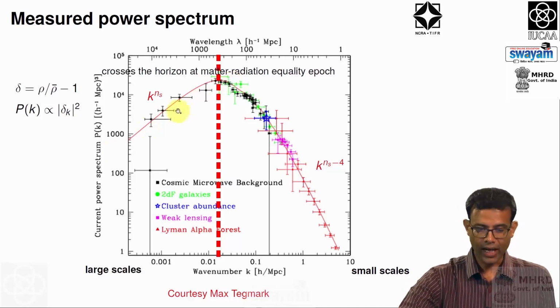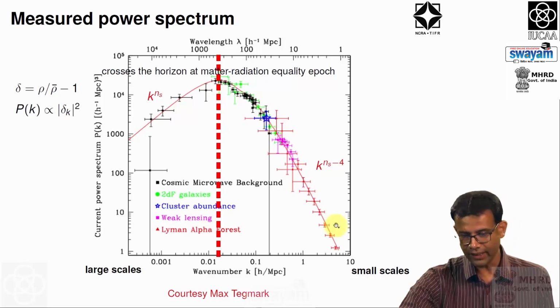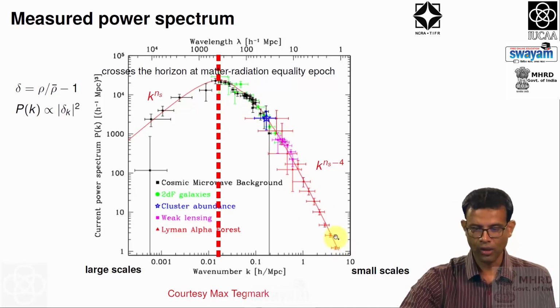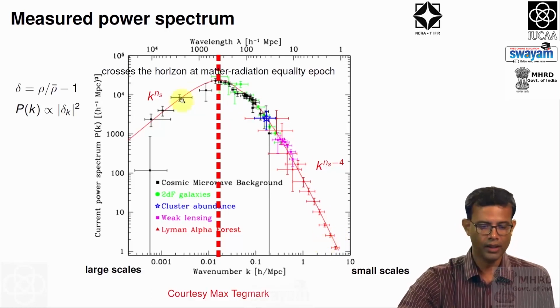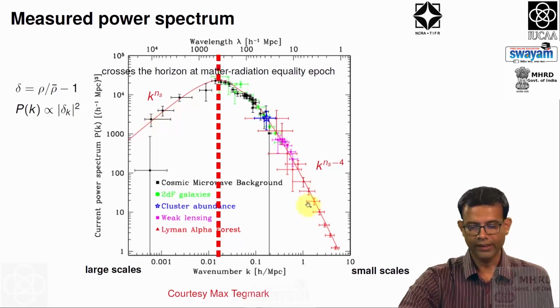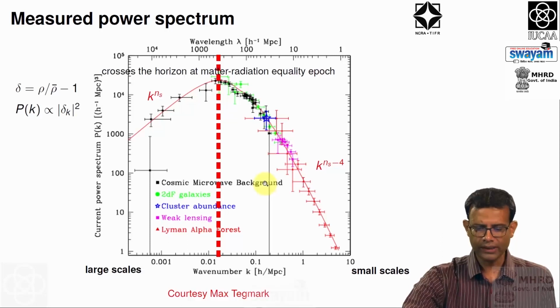The scales which are larger would have entered the horizon only in the matter dominated era. These scales, the small scales, would have entered the horizon in the radiation dominated era. Obviously, the small scales entered first. So, that happened in the radiation dominated era, this would have happened in the matter dominated era, and since perturbations evolve differently in these two epochs, there is a clear distinction in the behavior of these two ranges. So, this is how the power spectrum roughly looks.